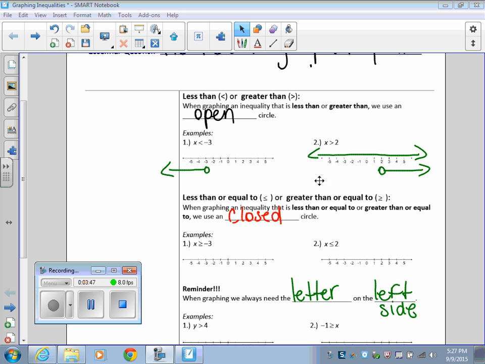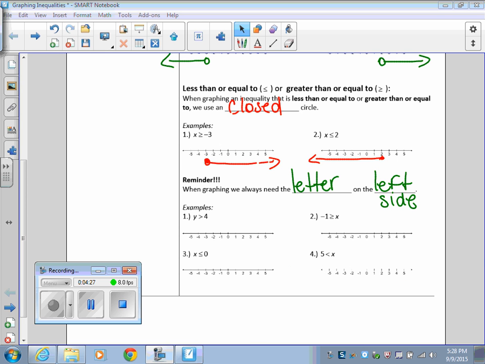Your next problem, problem number 2. Your number is +2. The first thing I'm going to do when I graph, I use my open circle. I put my open circle on +2 first, and now I read my inequality symbol. My inequality symbol is a greater than symbol. So this says x is all numbers greater than +2. So when your numbers are greater than, your arrow goes to the right.